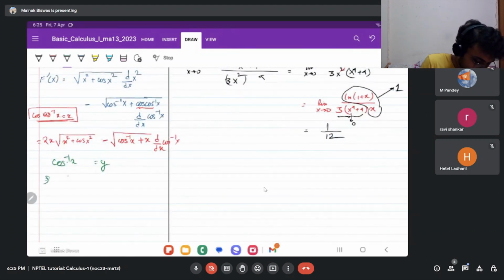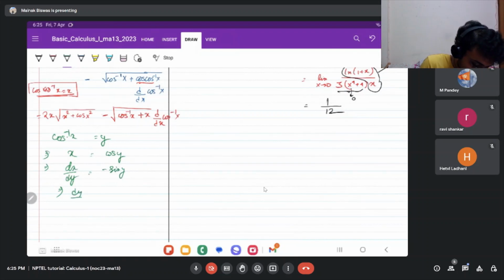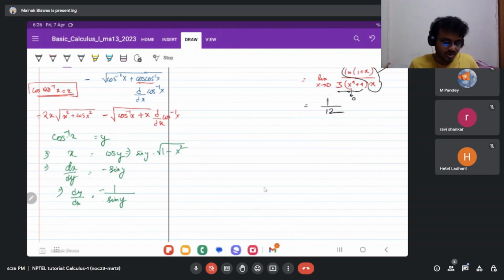In case you forget any time, I'm just showing how to come up with the equation of these derivatives. So you take cos on both sides, you'll be left with cos y. Now you can take derivatives, right? dx/dy is minus sin y, right? Or dy/dx is equal to minus 1 over sin y, which means that sin y is equal to root over of 1 minus x square, right? Because sin square x plus cos square x is equal to 1. Agreed?